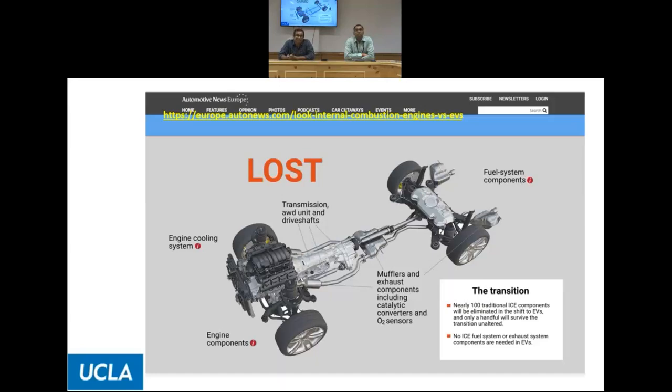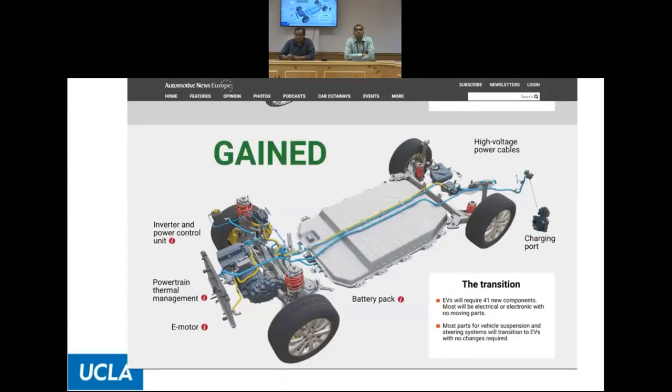So that's lost. And what is gained is that it's replaced by the battery pack. There is a charging port.